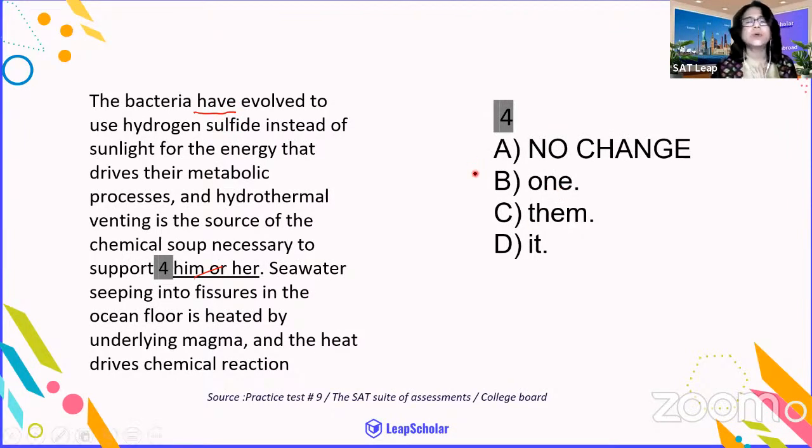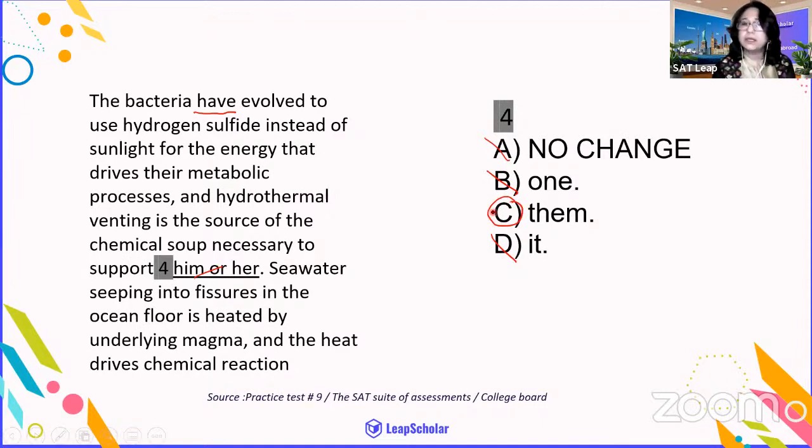So now let's go and eliminate. I need a plural pronoun. What should I do with "him or her"? Eliminate. Both are singular also. And "one." And what else can I eliminate here? I can eliminate "it." So my answer is "them."